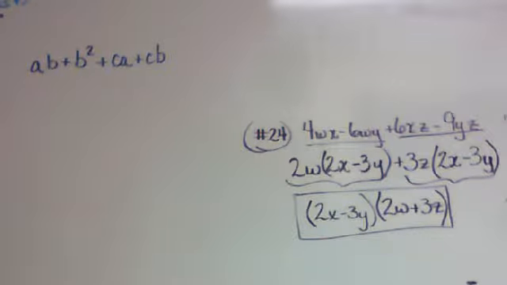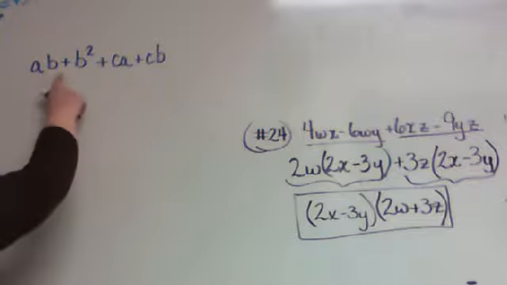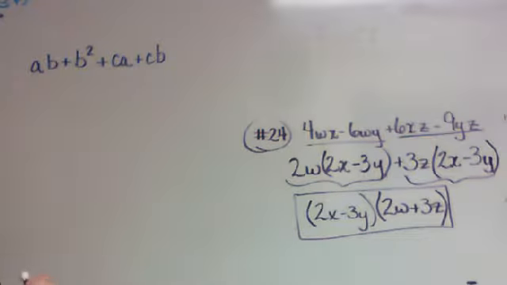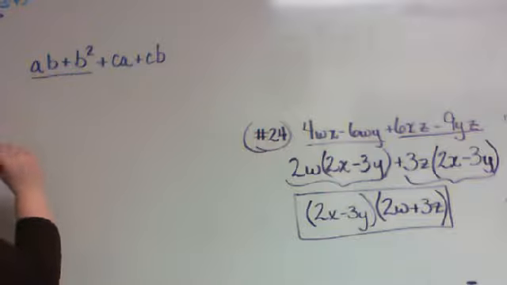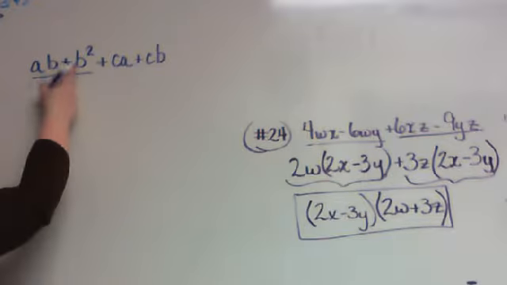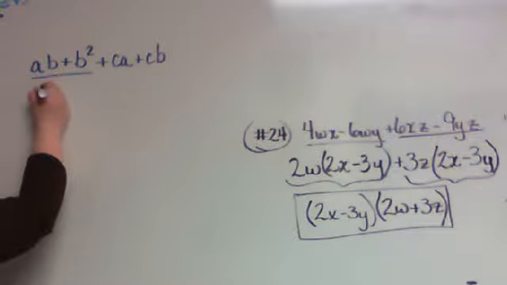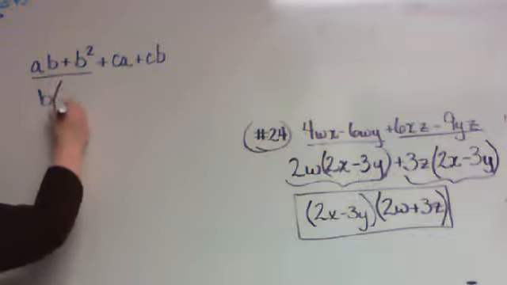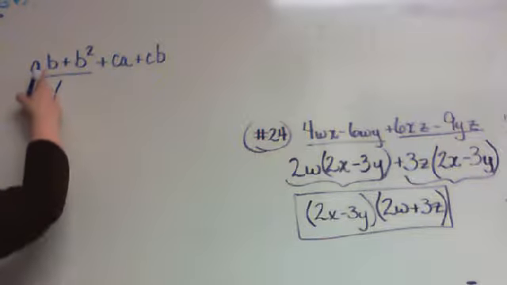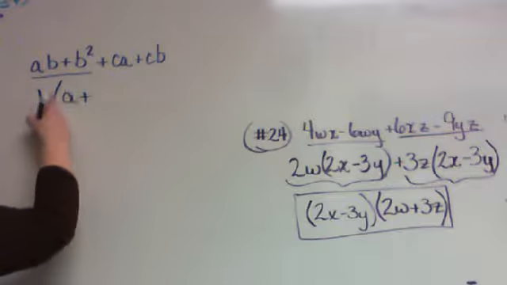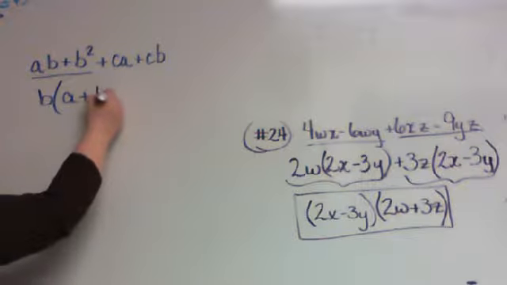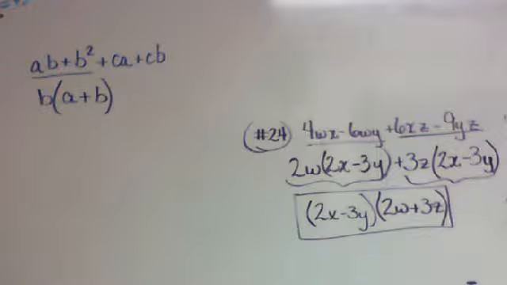How many terms do I have? 1, 2, 3, 4. 4 terms, which means we have to try grouping. So I'm going to look at my first 2 terms and see if they have a GCF. And they do. There's something that goes into both. So since B goes into both, B goes into AB A times, plus B goes into B squared, B times. That's simple enough.